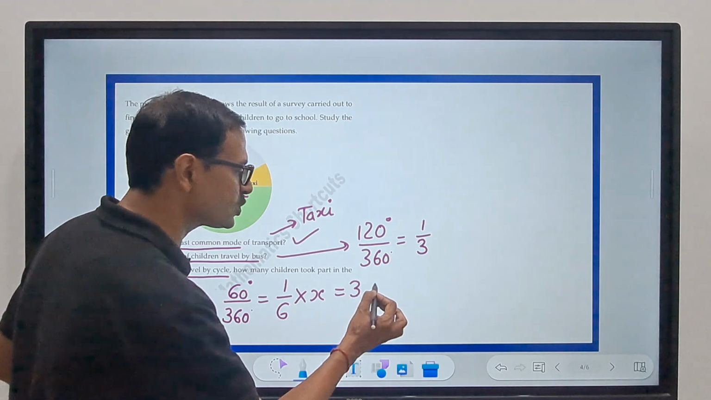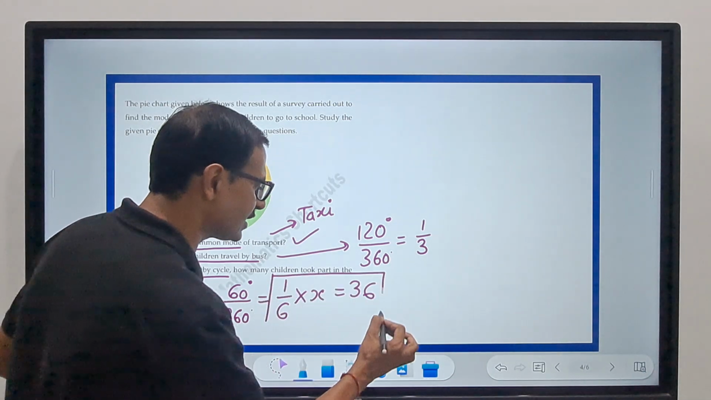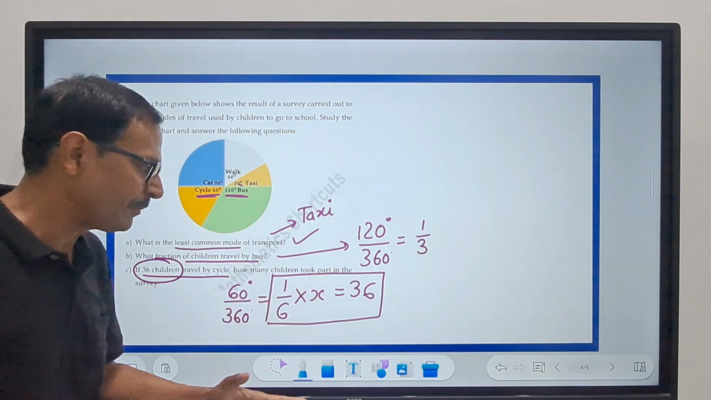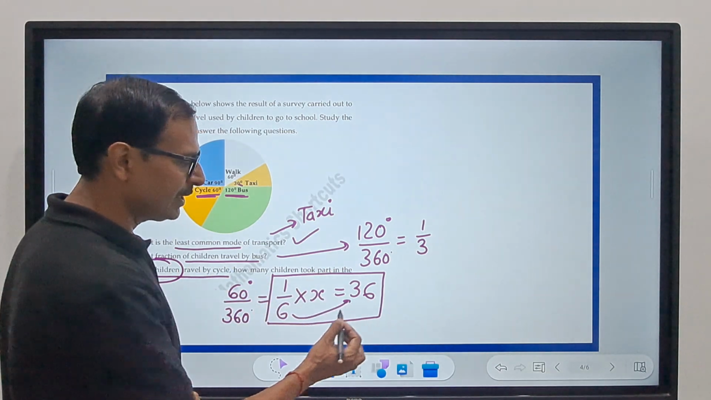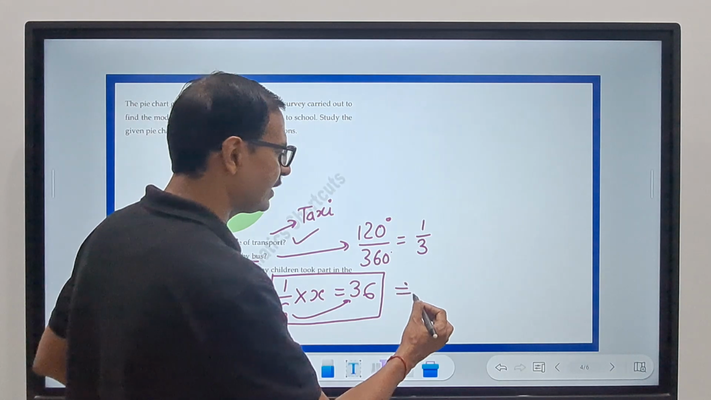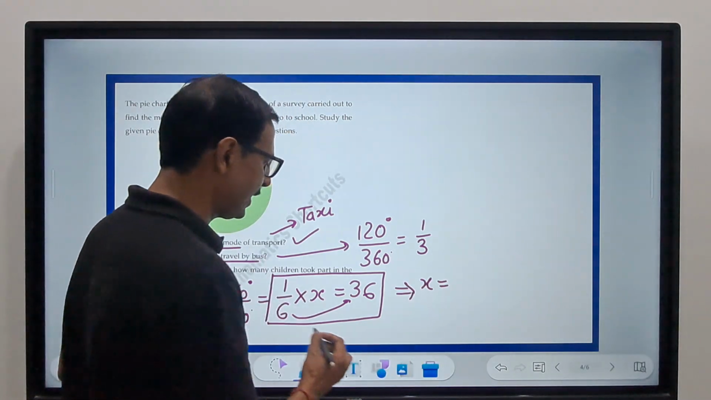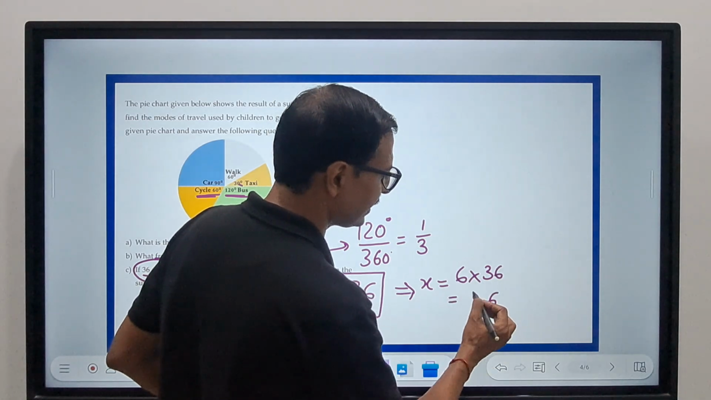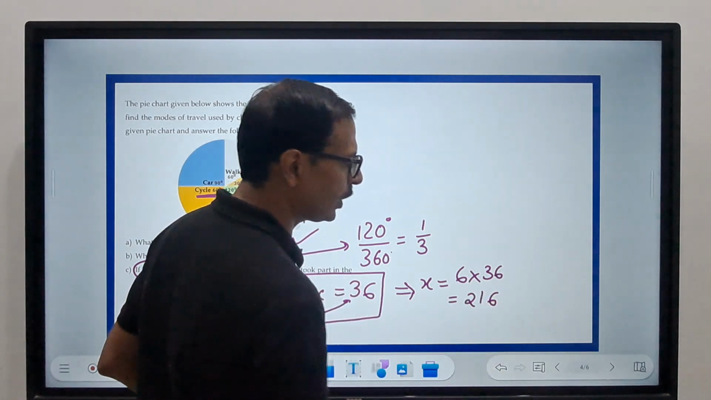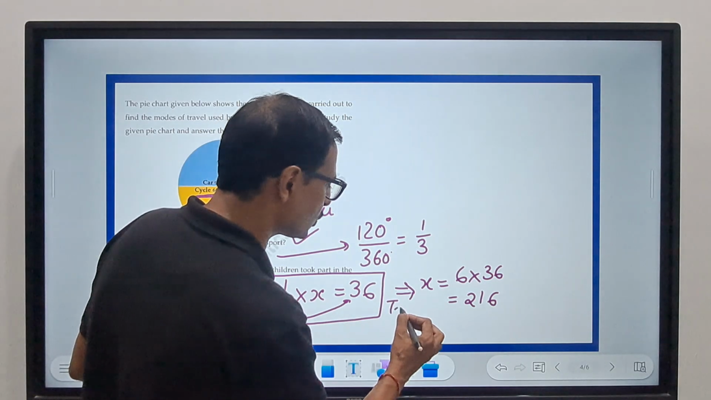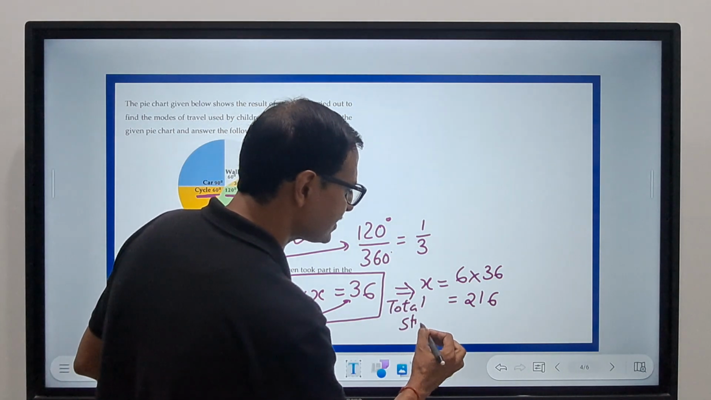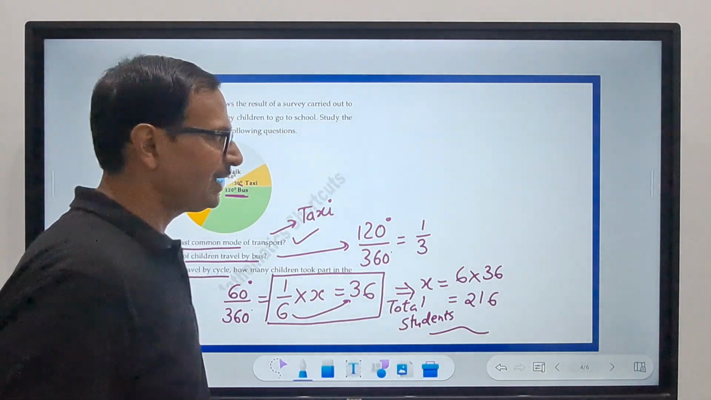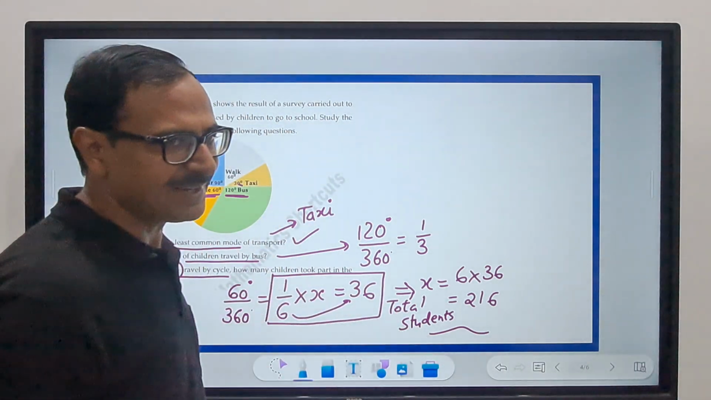So if you equate this to 36, you just have to solve this equation to find the total number of children who took part in the survey, and you just have to cross multiply 6 by 36. You get the value of x, or the total children, as 6 into 36, which is 216 students, the total students who took part in the survey. So understand, that's important in the interpretation of a pie chart.